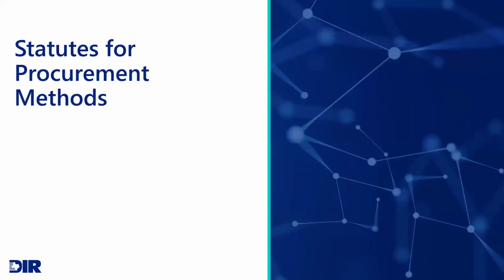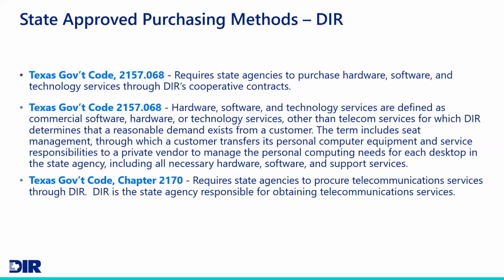So let's talk about a couple of statutes for procurement methods. It is Texas Government Code 2157.068 that does require state agencies to procure hardware, software, and technology services through DIR's cooperative contracts. Now, while that code specifically applies to state agencies, all of you here today are eligible entities to procure IT products and services through DIR.